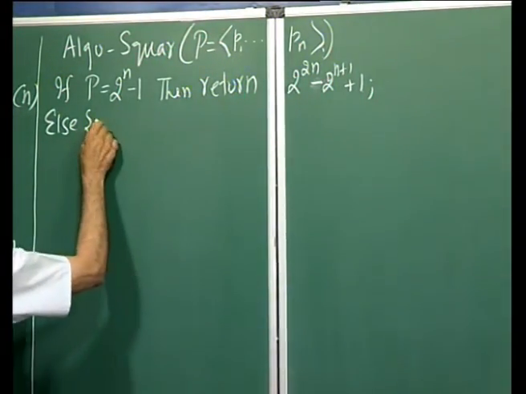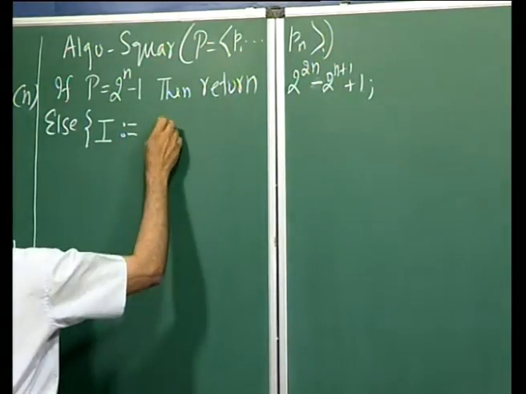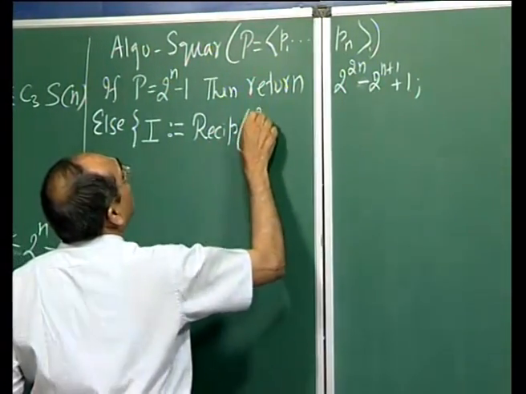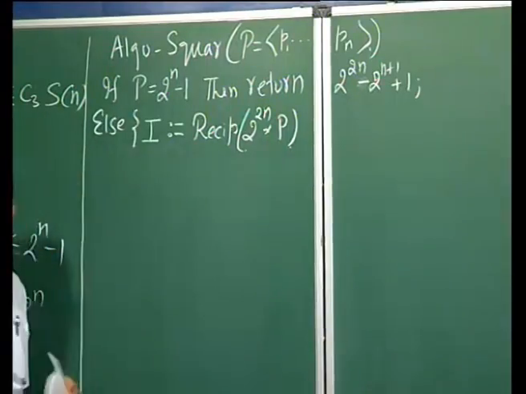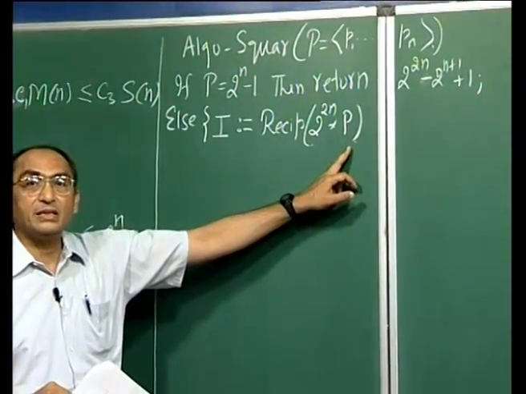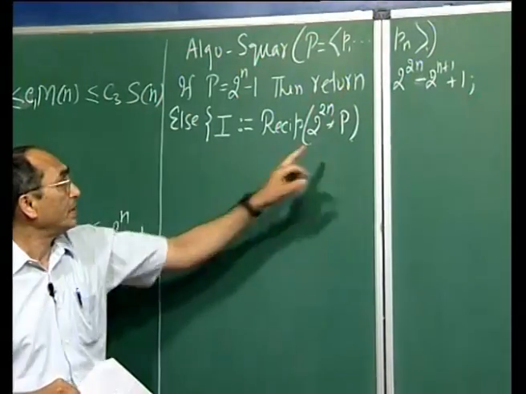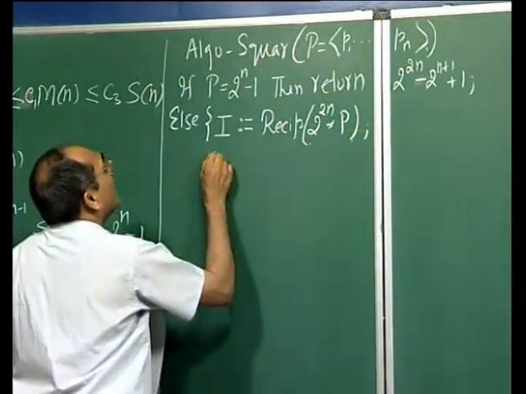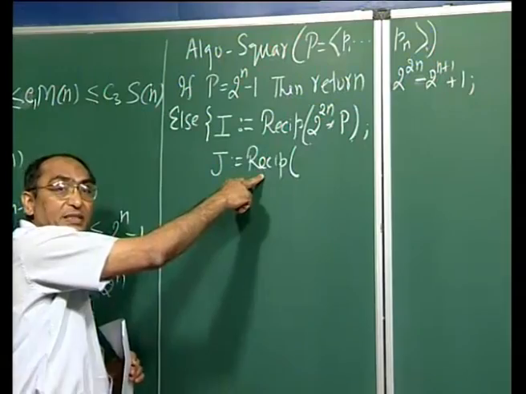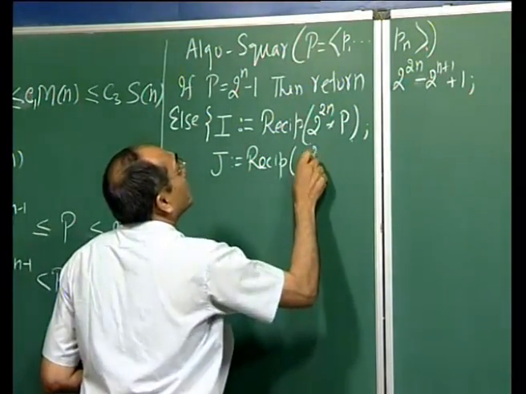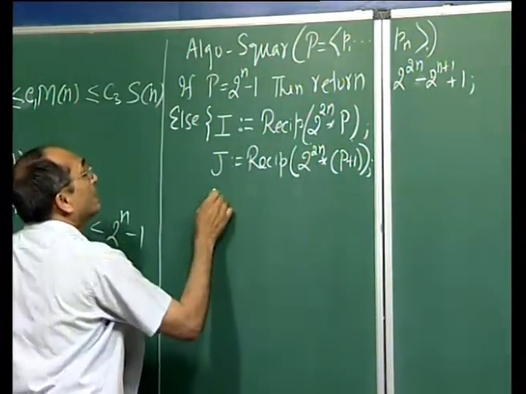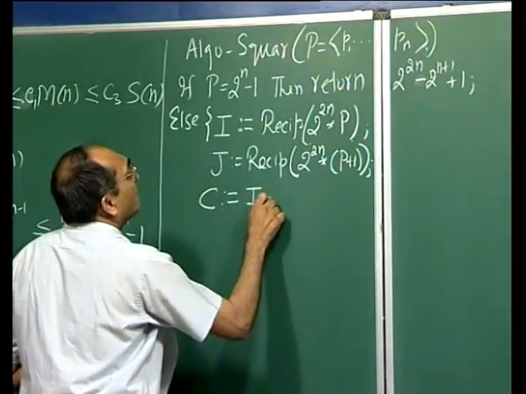we will first compute i, which is the reciprocal of 2 power 2n times p. Notice that instead of taking an n-bit number, we make it a 3n-bit number, because we need quite a bit of accuracy in our numbers. And similarly, I will compute j, which is the reciprocal, the same algorithm that we discussed in the last lecture, of 2 power 2n times p plus 1. Then c is i minus j.